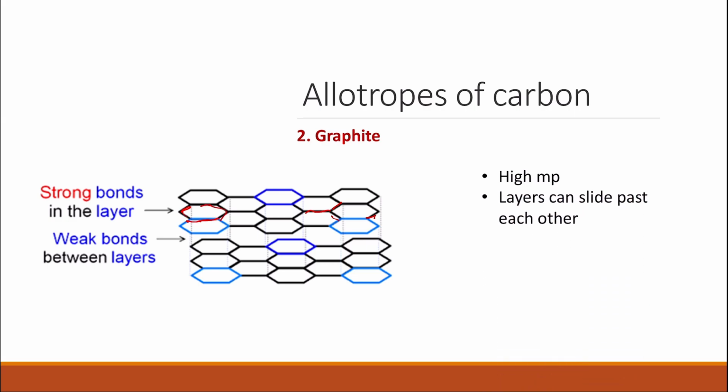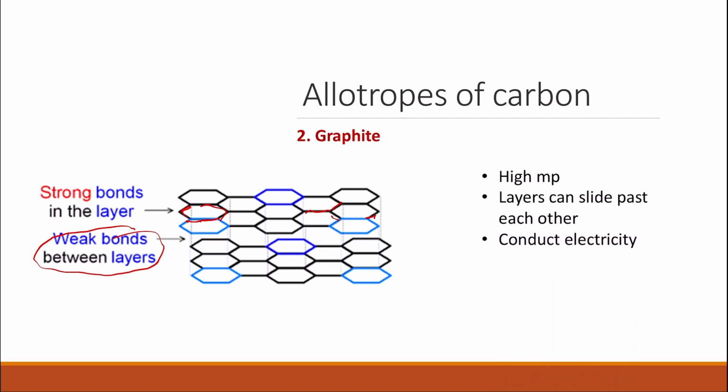However, the layers have weak bonds between them, so the bonds between the layers can easily be broken. So the layers can slide over each other, and this is why graphite can be used as a lubricant.